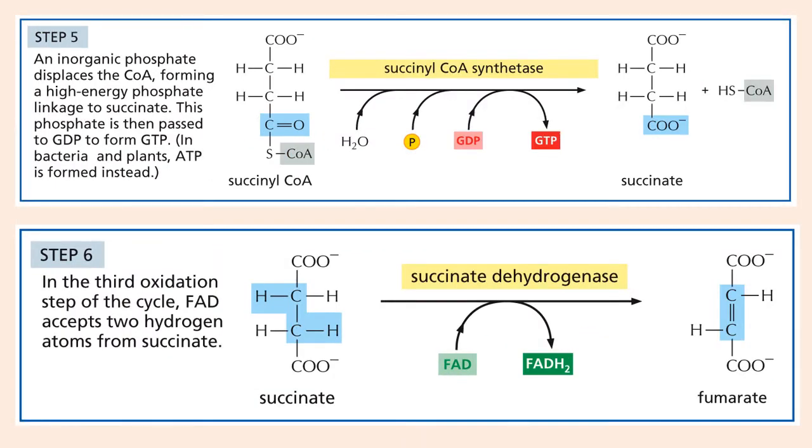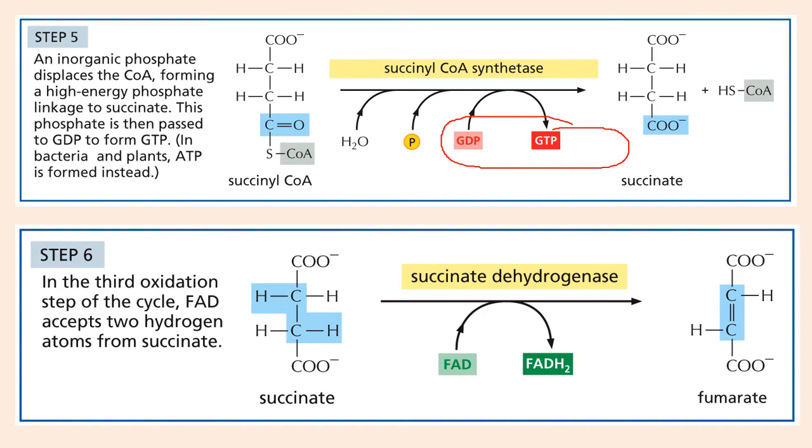Step 5 is where we're going to utilize the enzyme called succinyl-CoA synthetase. And over here, what we're going to see happening is that as the inorganic phosphate displaces this CoA, it's going to form a high energy phosphate linkage to succinate. And this is going to utilize the transfer of the phosphate from GDP to GTP. So here's another activated carrier that we're utilizing.